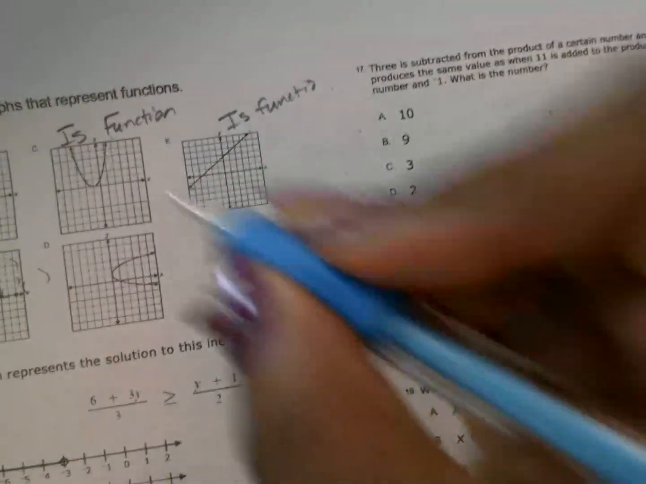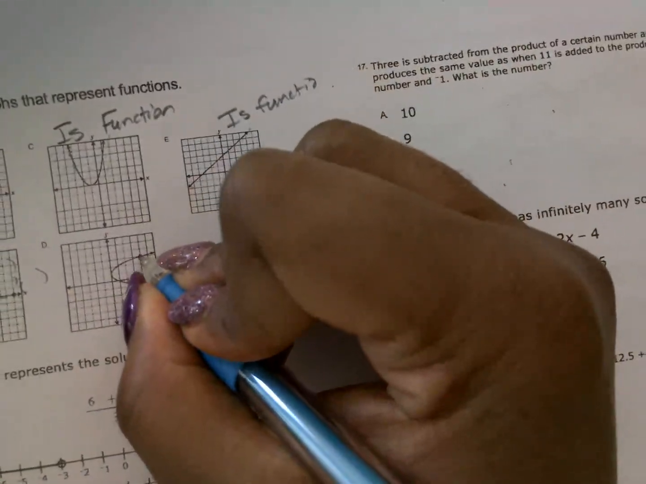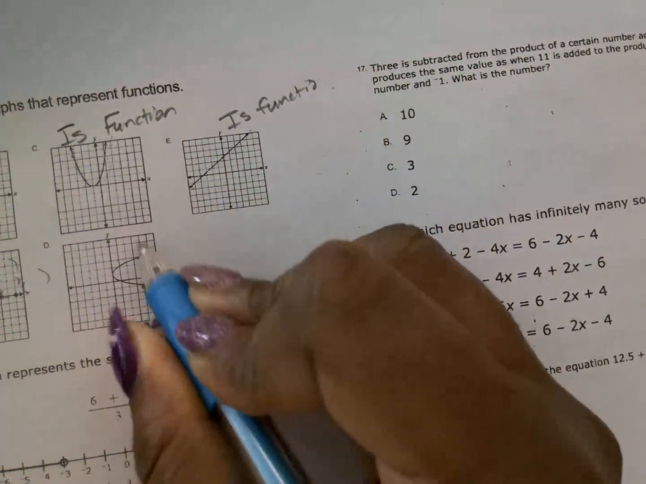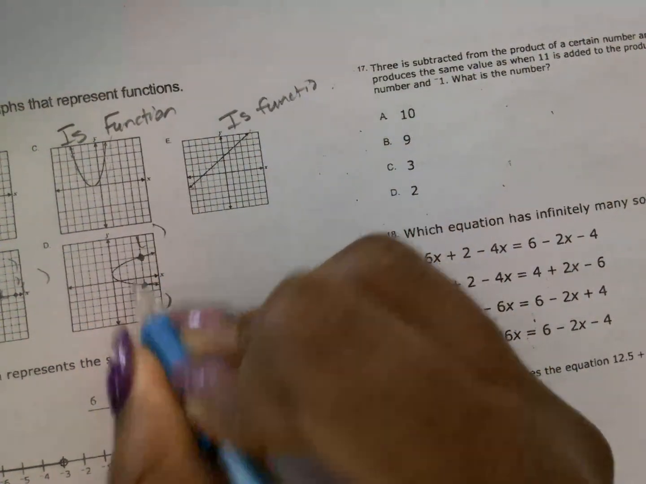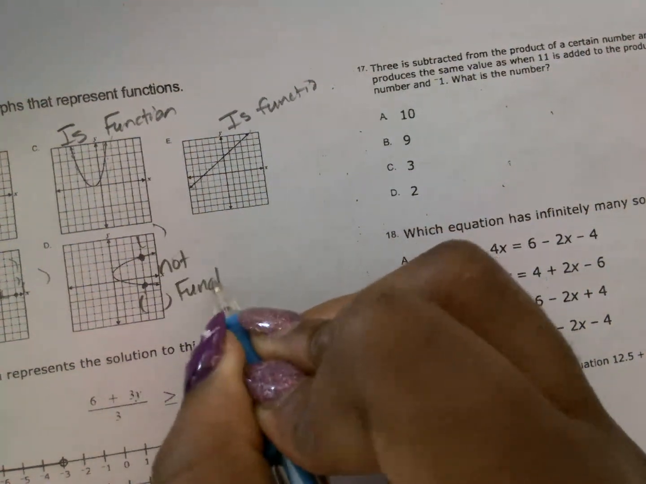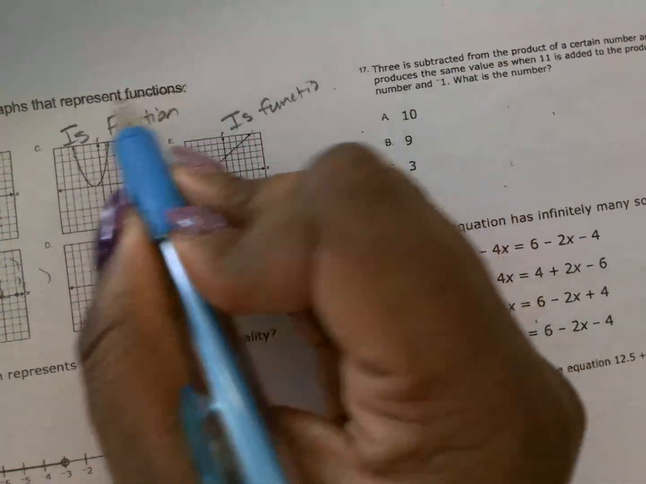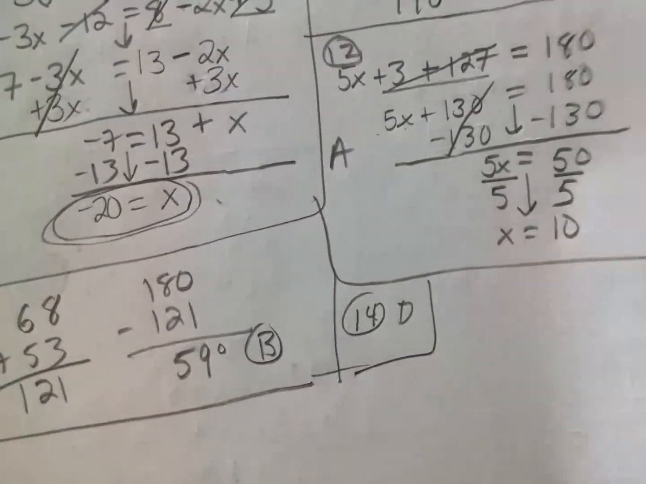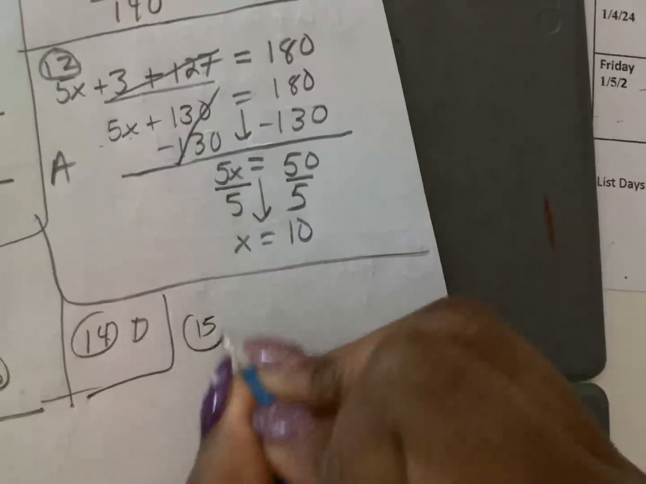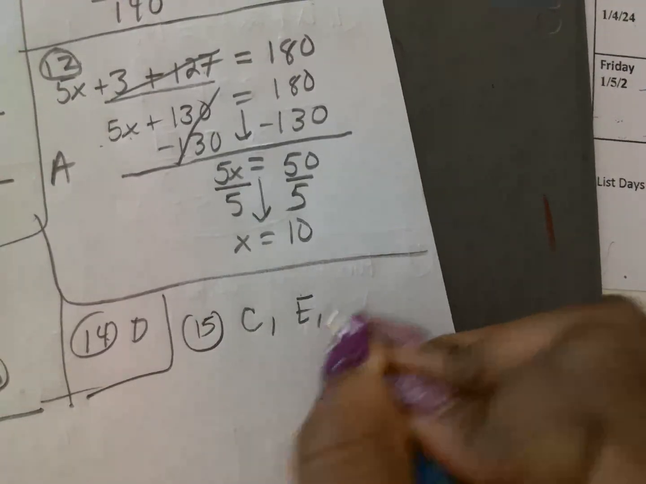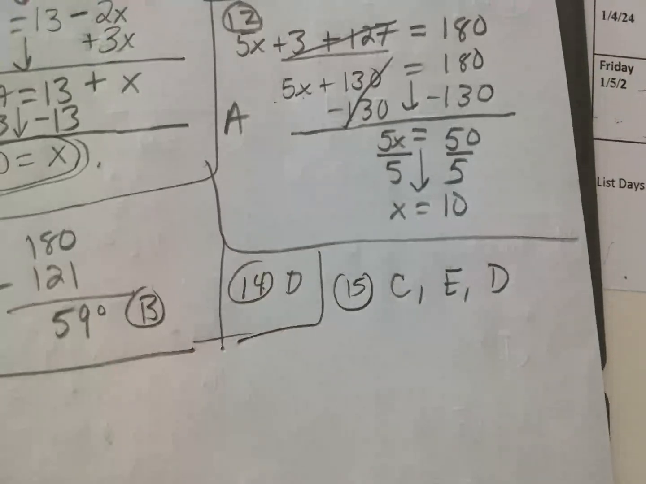All right, here, look. This ordered pair up here on this part of the line and down here, they have the exact same x value. This is not a function. Some of the x values here repeat. So we got C, E, and D. So for number 15, C, E, and D. And I should have put them in ABC order, right?